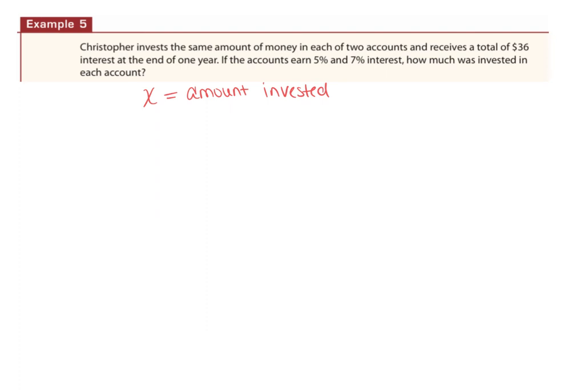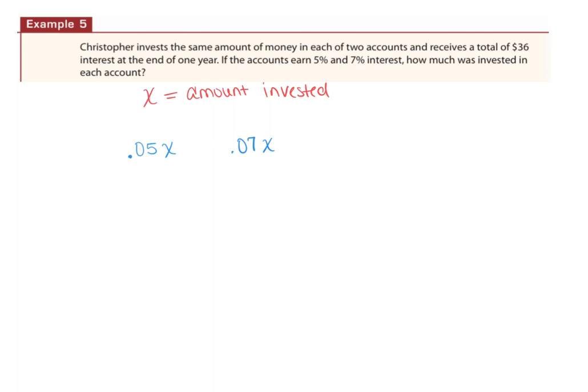All right, we know how much he earns, okay? He earns 5% on the first account. So if I want to say 5% of the amount he invested, how do I write that? Of always means multiplication, right? So 5% in decimal is 0.05. Of would be multiplication. That's how much he earns on the first account, 5% of what he invested. How much does he earn on the second account? 7%, right? 0.07, yes, of what he invested. And they said he invested the same amount in both accounts, right?